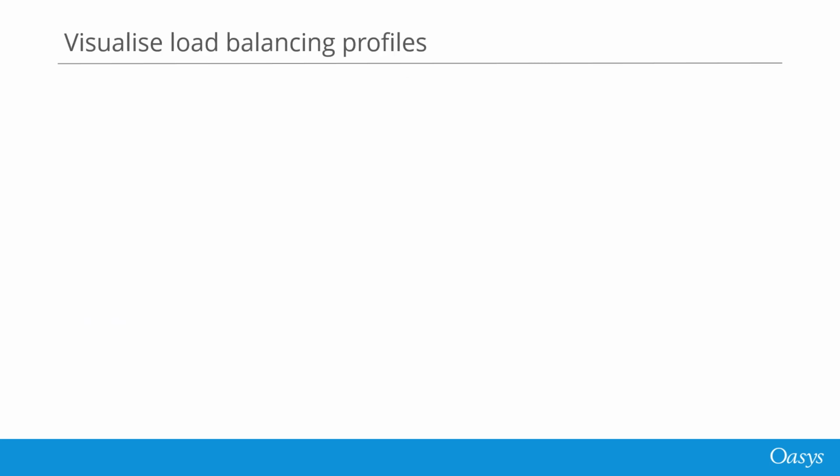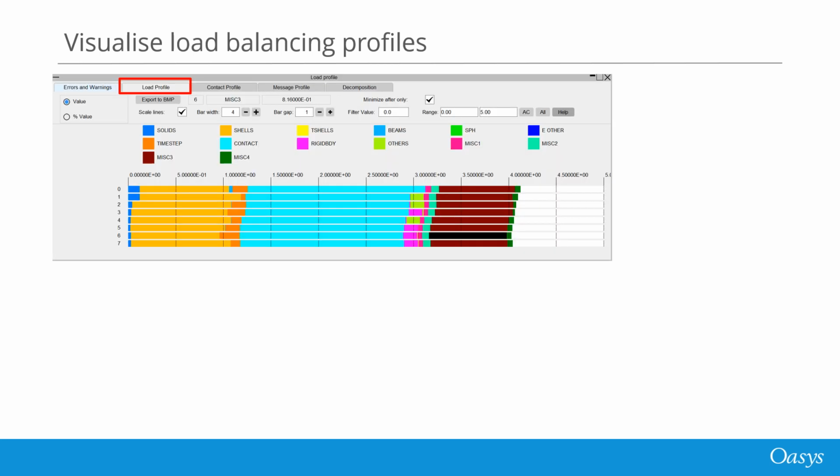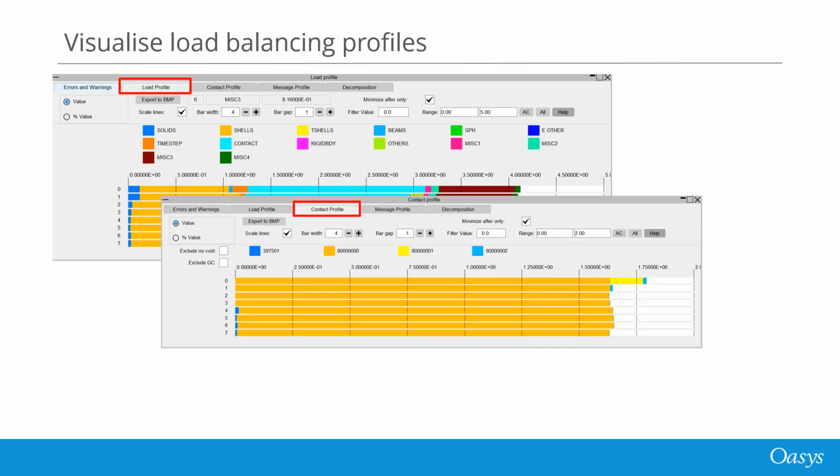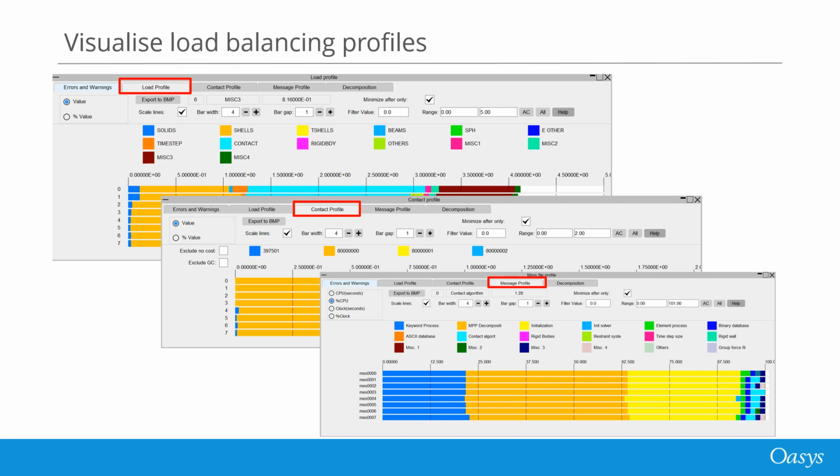Next, you can view the information on how LS-DYNA is separating its calculations across multiple CPUs. DYNA Output Viewer can read the load profile, contact profile, and message profile files. This is useful to investigate which element formulations and contacts are most expensive and what changes you can make to improve the efficiency and load balance of your model.